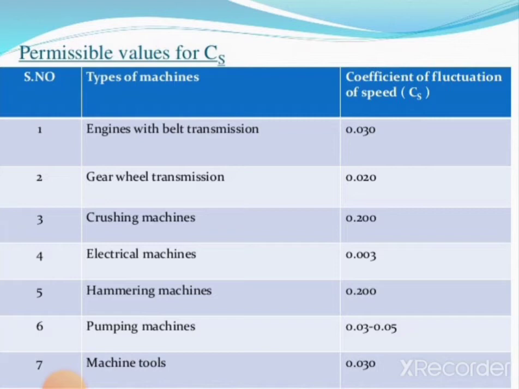Okay, when an engine has gear wheel transmission, the value of Cs is 0.02. For crushing machines it is 0.2. For electrical machines, the coefficient of fluctuation of speed is 0.003. For hammering machines, Cs is 0.2. For pumping machines, the coefficient of fluctuation of speed is in the range of 0.03 to 0.05, and for machine tools the value of Cs is 0.03.